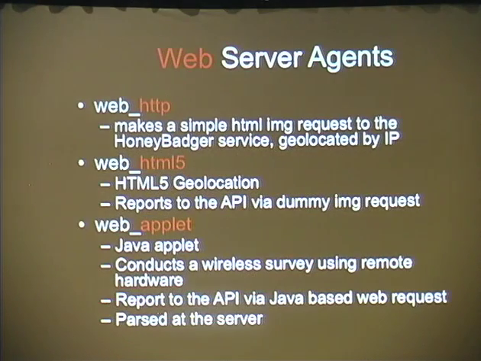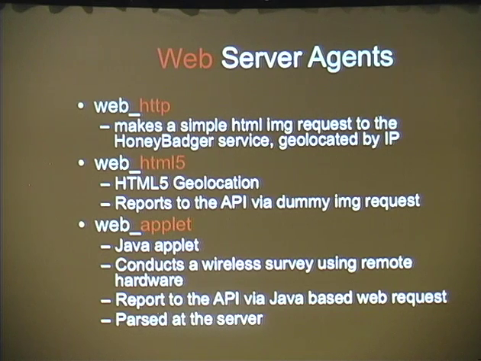Not quite, but almost. All right, so the first type of agents that we're going to talk about are these web server agents. Okay, these are the ones that are deployed on the servers or web pages. All right, we try to allure our opponent or the hider to this page so that they are confronted with these different agents that try to geolocate their position. All right, the first one is web HTTP. This is that worst case scenario where all they have is just a simple HTTP hit, and we try to geolocate by IP. HTML5, this is the HTML5 geolocation that's built into most of your browsers.